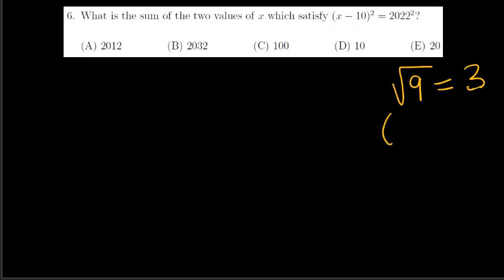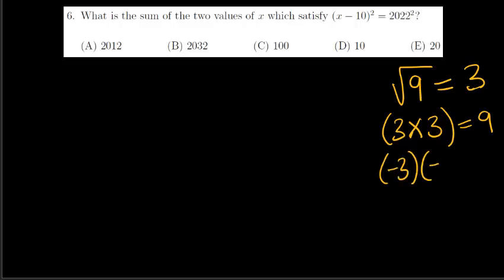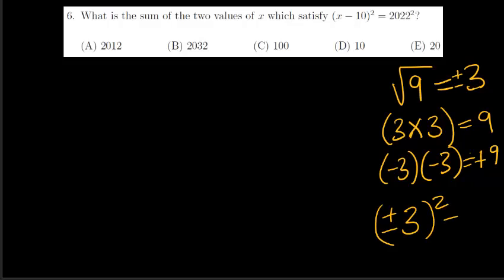Because if I say 3 times 3, I get the answer. Oh, my pen is not working. So 3 times 3 is equal to 9. I agree with you. But what about minus 3 times minus 3? Minus times minus is plus, and 3 times 3 is 9. So the answer to the square root of 9 is actually plus and minus 3. Okay? So, in other words, plus and minus 3 squared is equal to 9. That is what I'm trying to get across.